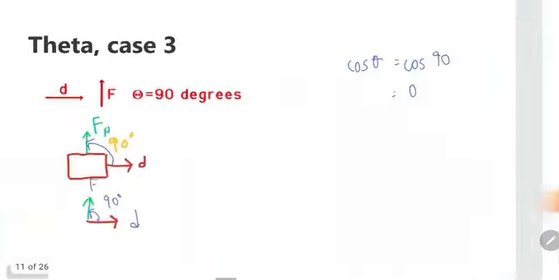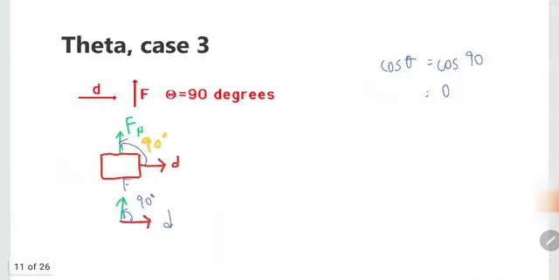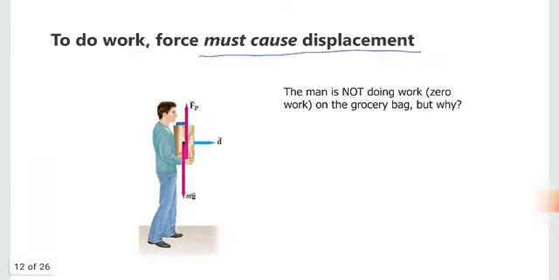In that particular example, normal force was not causing any horizontal displacement. Kasi in the first place, it's acting on the vertical axis. It's a vertical force. Di ba? How can it cause a horizontal displacement? So normal force is not doing work on that particular object.